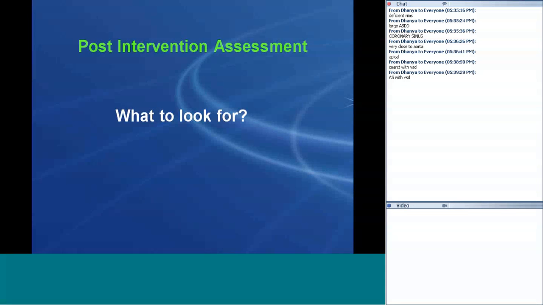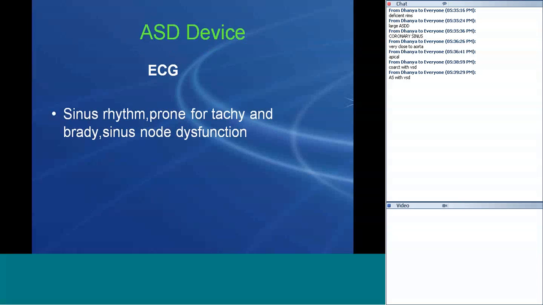Now, post-intervention assessment, what exactly to look for? Let us start with ASD device. ECG, sinus rhythm. These patients are sometimes prone to tachycardia and bradycardia because of sinus node dysfunction. There can be coronary compressions in large ASD devices. This especially happens in slightly older kids or even adults with ASD. Sometimes you might see a patient deteriorating without any reason on earth after an ASD device. So quickly you have to take them back, do a coronary angio, and make sure that the coronary compression is not there.